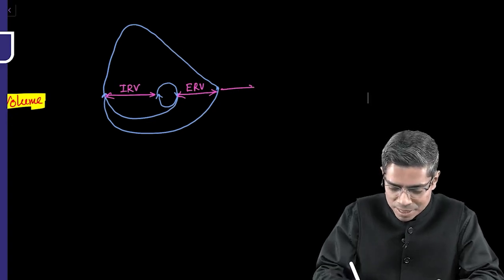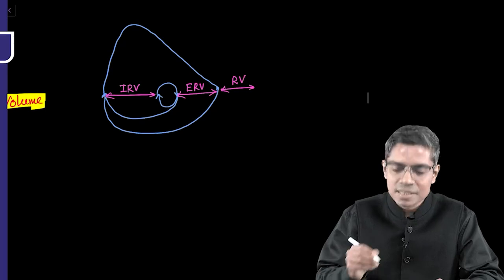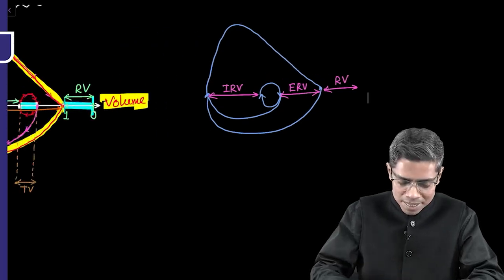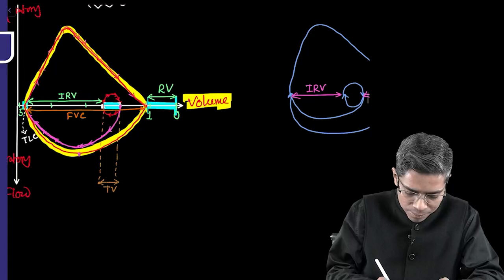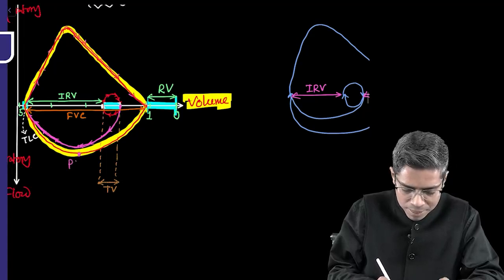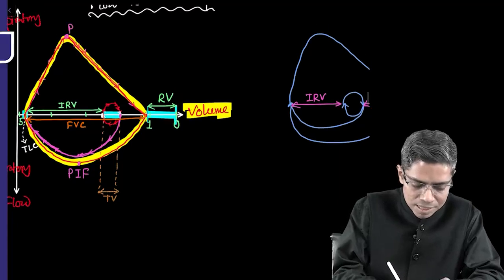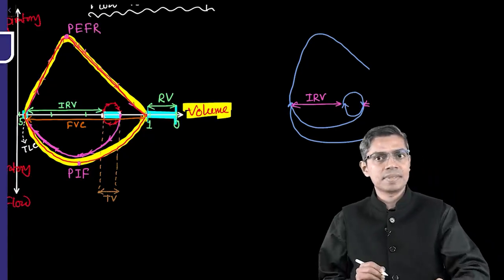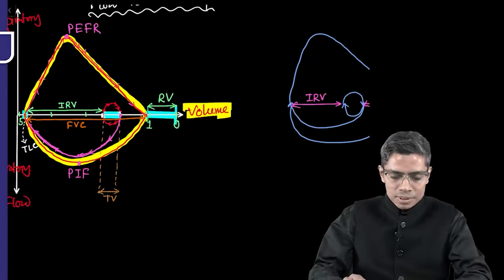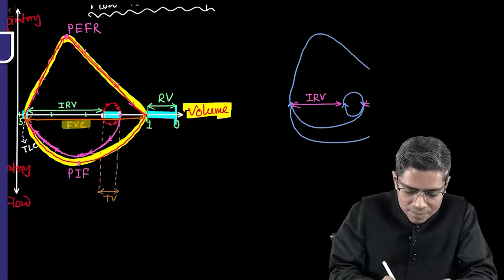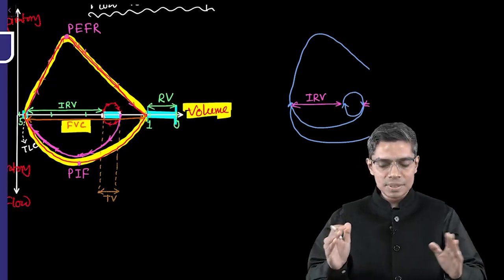If I measure this remaining volume, this is nothing but my residual volume. The peak inspiratory flow, if you look at from here, this is known as peak inspiratory flow, and the peak of expiration is known as peak expiratory flow rate, right? Now I told you that you can also calculate this FVC, the total volume that the subject has expired.